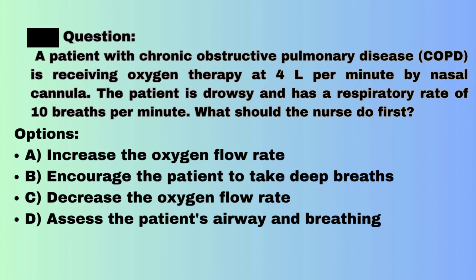Question. A patient with chronic obstructive pulmonary disease, COPD, is receiving oxygen therapy at 4 L per minute by nasal cannula. The patient is drowsy and has a respiratory rate of 10 breaths per minute. What should the nurse do first?